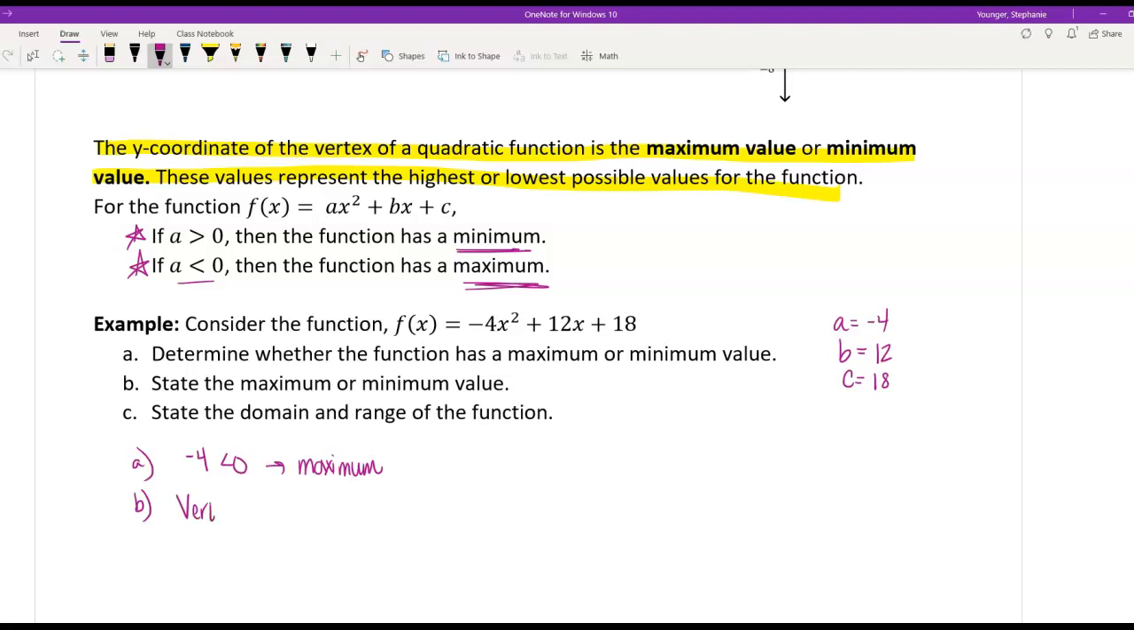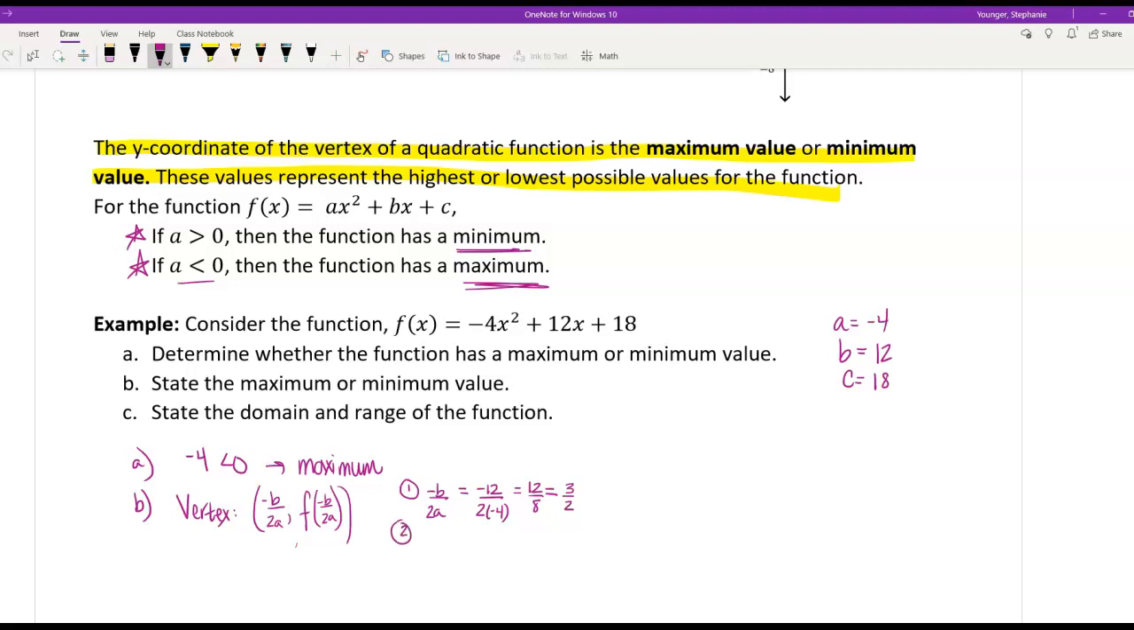Well, the vertex says you find the value negative b over 2a and place it in the function to get that y value. So first, find negative b over 2a. In this case, it's negative 12 over 2 times negative 4. So we get 12 over 8, which is the same as 3 halves.